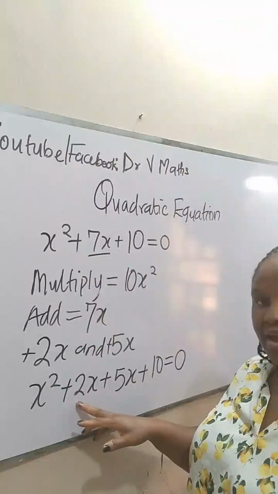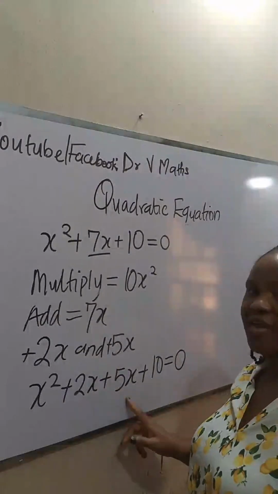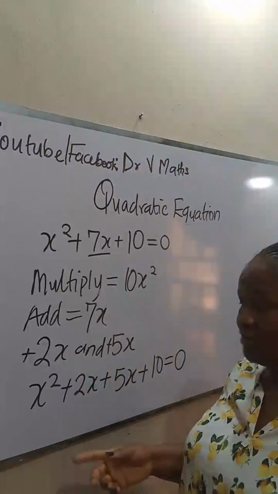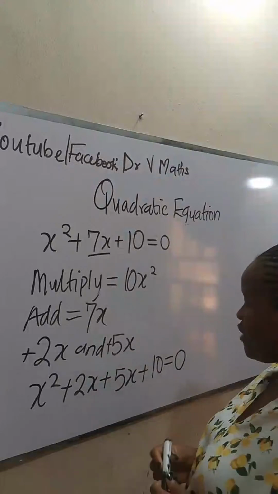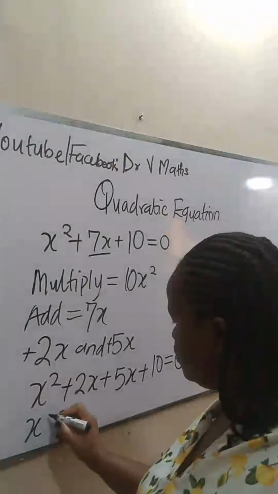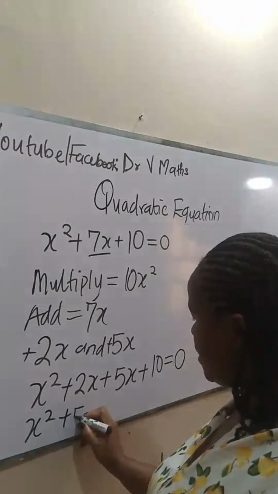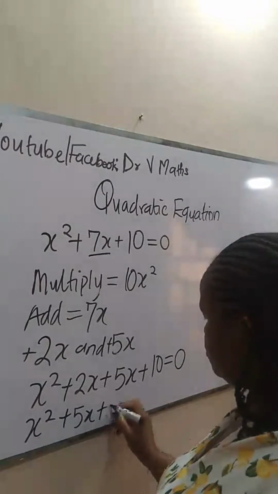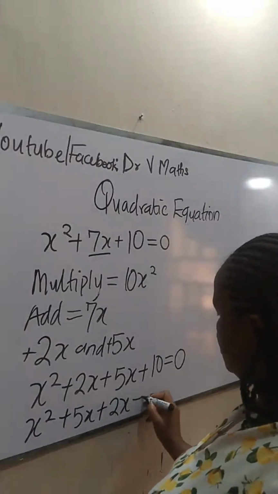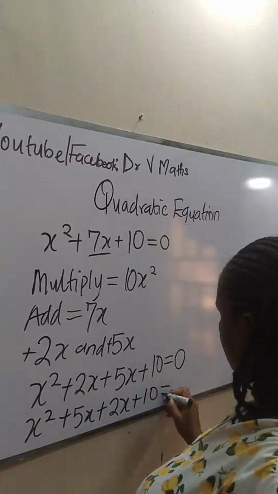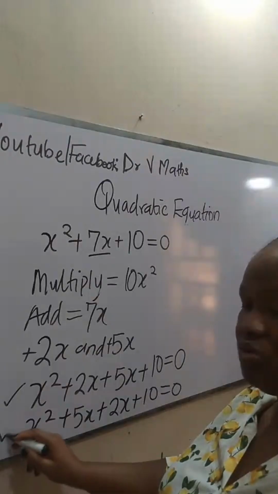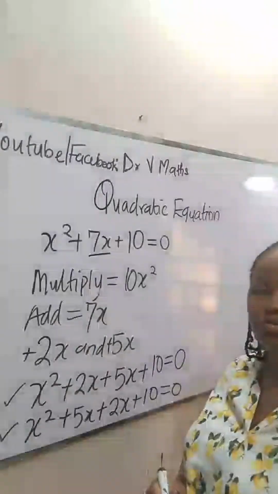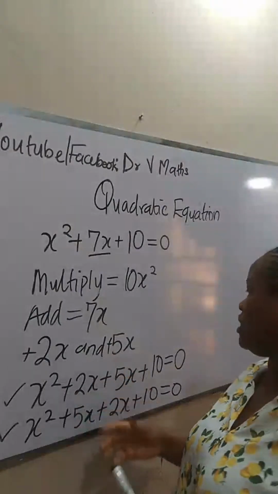Now I also want to show you something. Look here, I did 2x plus 5x. You can decide to do 5x plus 2x, and we definitely arrive at the same answer. So what I choose to do is correct, and any way you choose to do it is okay. You certainly arrive at the same answer.